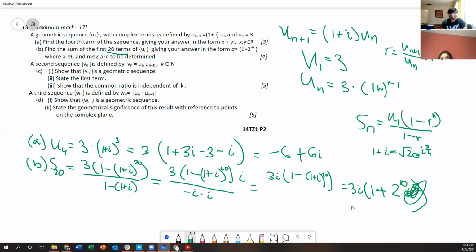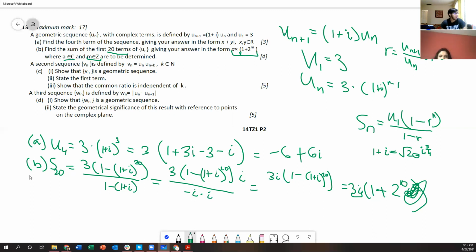And that actually, I think, is our answer, because we've given our form as a times 1 plus 2 to the m. So our a is 3i, and they said that a could be part of the complex. It can be a complex number. It doesn't have to be a strictly real number. And m is part of Z, the set of integers. So yeah, we've met the condition, so we can stop right there.